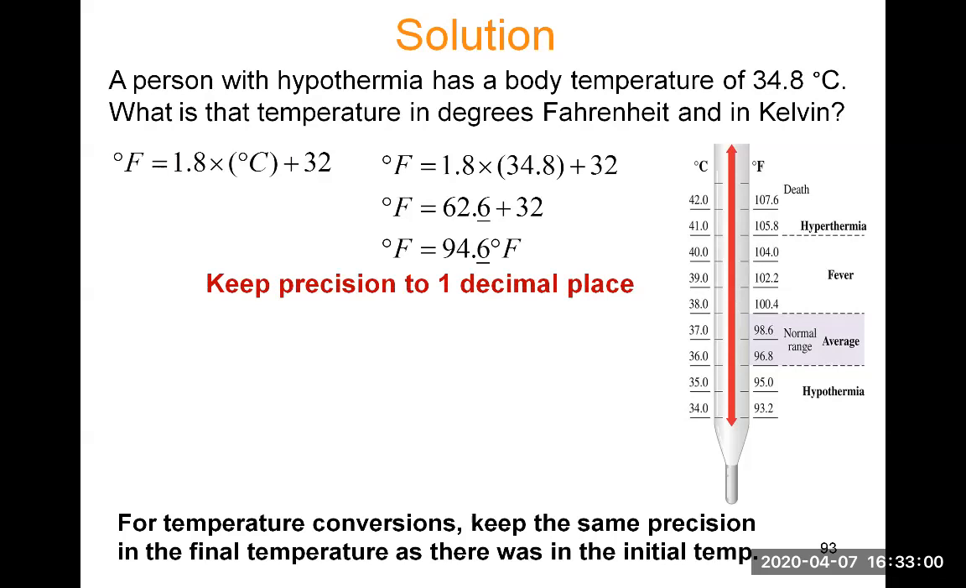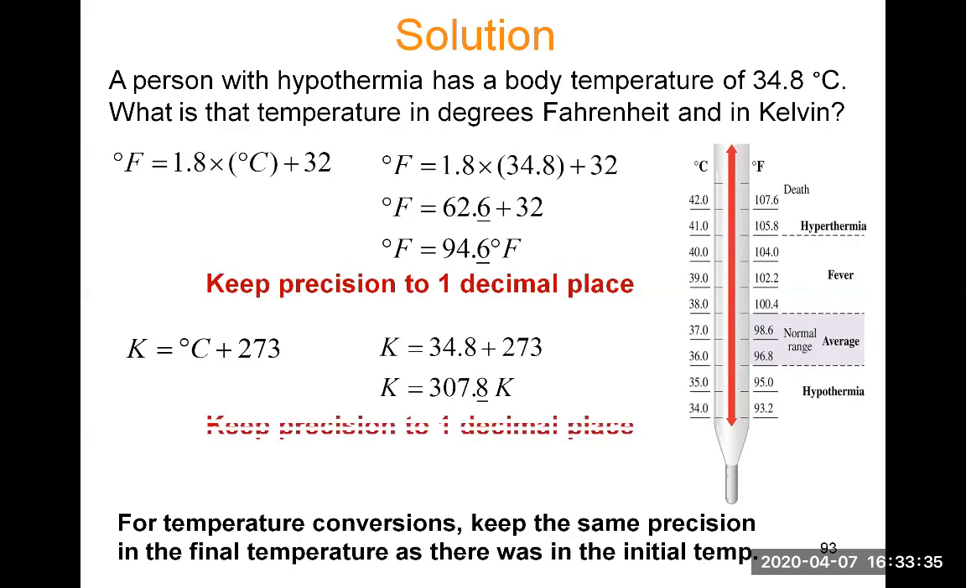Now let's do the conversion from degrees Celsius to Kelvin. Here we want to use the equation that says Kelvins as a function of degrees Celsius. Kelvin equals degrees Celsius plus 273. You plug in the 34.8 degrees plus 273, and you add them, and it's 307.8 kelvins.